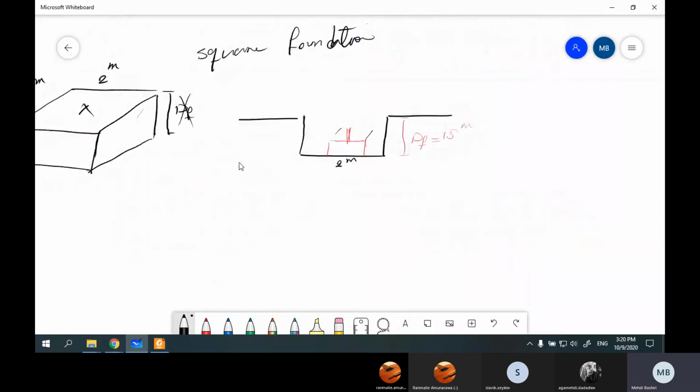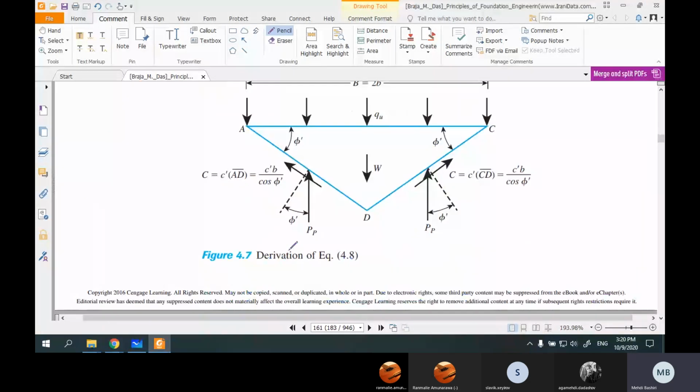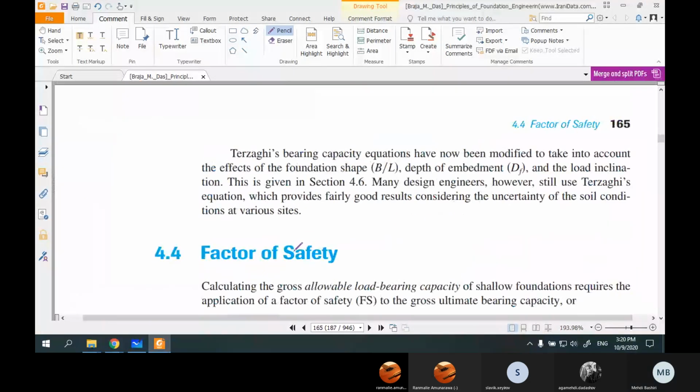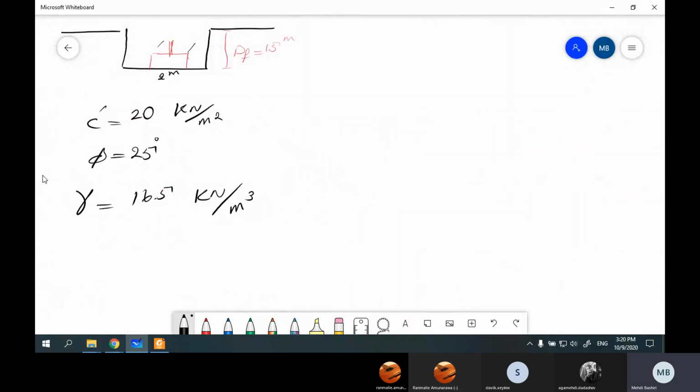They are given C prime 25 kilonewton per meter square, and I think C was 20. Phi is 25 degree, gamma 16.5 kilonewton per cubic meter. First of all, you have to check the units to see if they are consistent. For example, one of them is meter, the other one is feet, or one of them is Newton, one of them is pound. So you have to make them consistent.